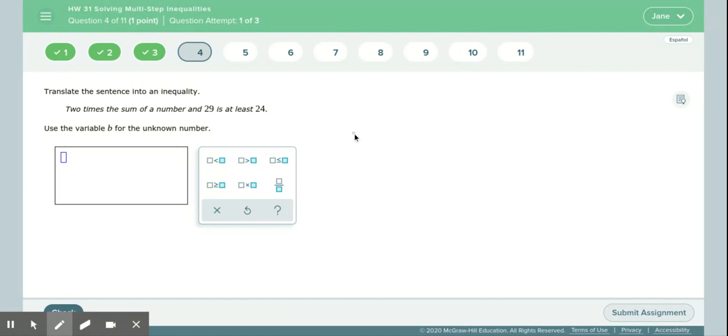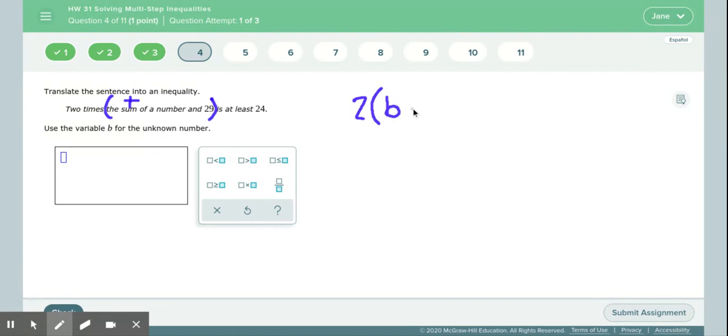Question number 4, I also need to write an inequality, but this time I'm turning a sentence into an inequality. So I just need to translate. So here it says 2, so I'm going to write down the word 2, times the sum of a number and 29. So I'm taking 2 times all of this. So 2 times the sum of a number and 29. So what I need to do is take 2 times all of it, which means I need to take parentheses. So the sum of a number and 29. So the word sum means plus. It's the answer to the addition. And it tells me to use the variable b.